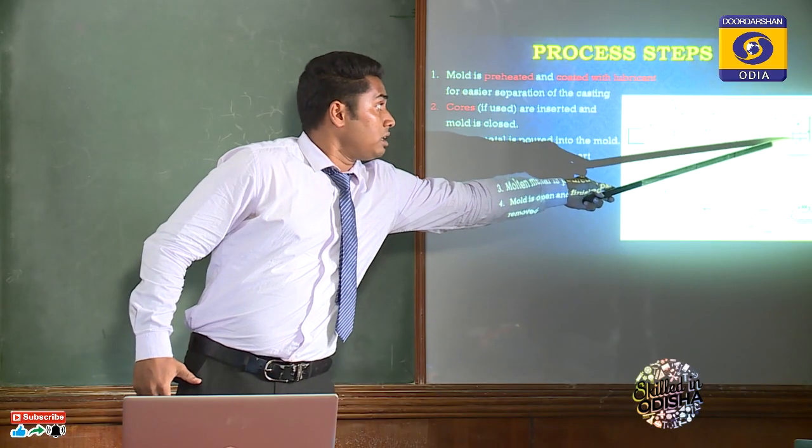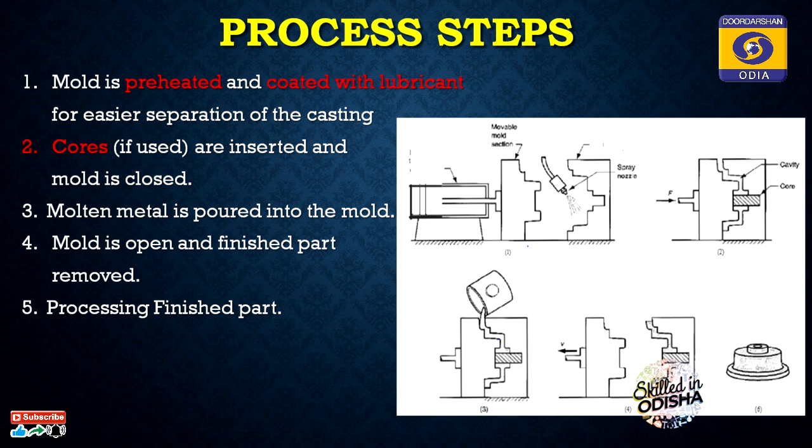I have already told, if we require any internal hollow cavity inside casting product, then we require core in casting process. So this is the core part which is used in casting process. After using core, both the mold halves are closed.